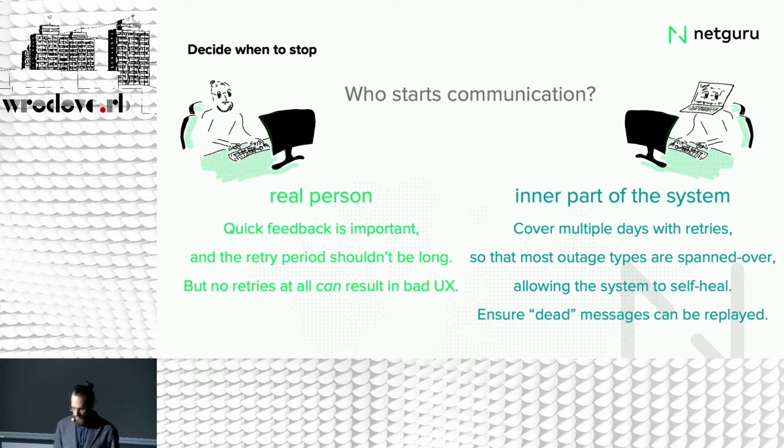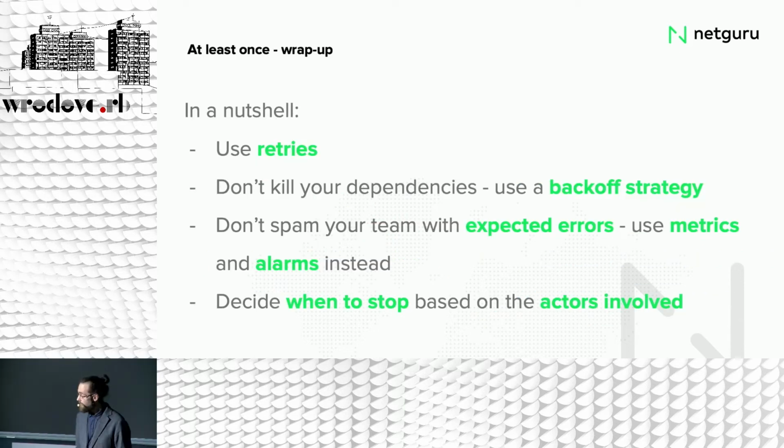So to recap this part, in a nutshell, I suggest to use retries, but don't kill your dependencies. Use a backup strategy. Also, don't kill your team, so use metrics and alarms for the unexpected parts. And decide when to stop based on the actors involved.